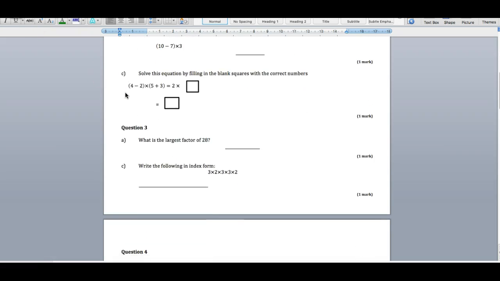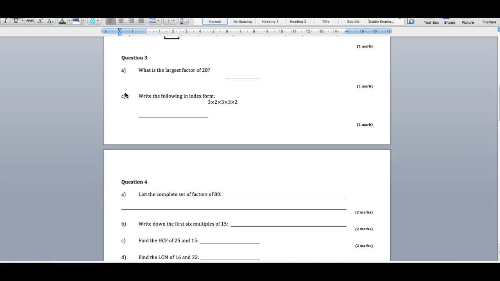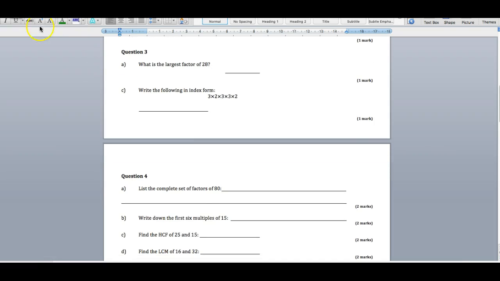Moving on now to question 3. Just scroll up as much as I can. Okay, what is the largest factor of 28? Okay, so remember, 28 is actually a factor of itself. So the largest factor is 28. There was a question like that on your pre-test. I think there was one like that. Some of you got it wrong. Okay, so the factors of 28, you can have 1 and 28, so obviously 28 would be the highest factor.